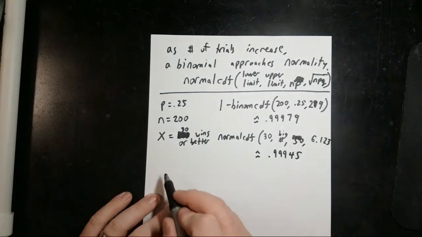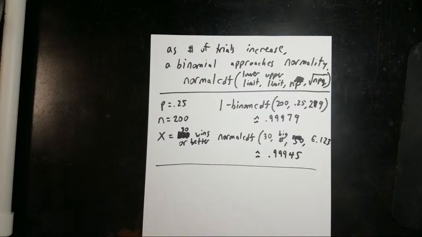Again, just that general idea. As the number of trials increases for a binomial, it approaches normality, and you can technically use a normal CDF as long as the number of trials is large enough, is what they typically refer to, and that would be acceptable.